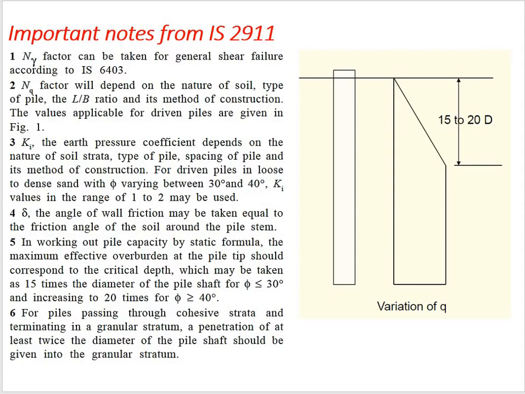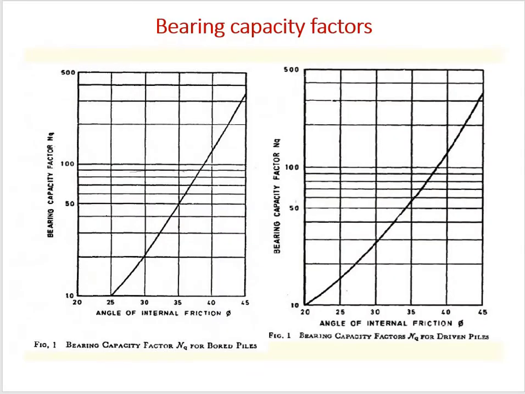So here I will show you the figure of both the driven pile and bored pile. So how will you take the bearing capacity factor Nq for a driven pile as well as for a bored pile? And also there is another figure for N gamma, similar figure, where you find the N gamma corresponding to the angle of internal friction. But here I am just showing you how this Nq value will change for a driven pile and for a bored pile.